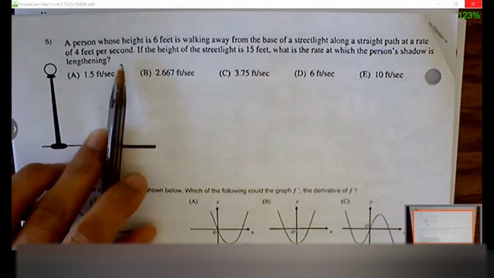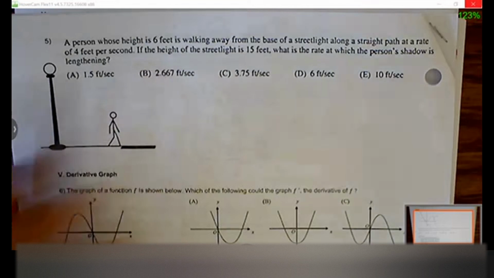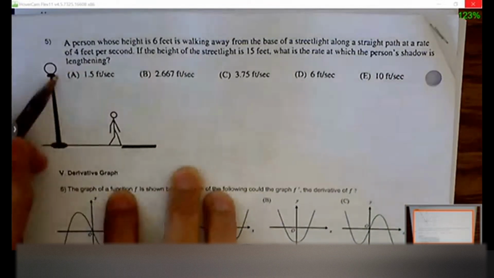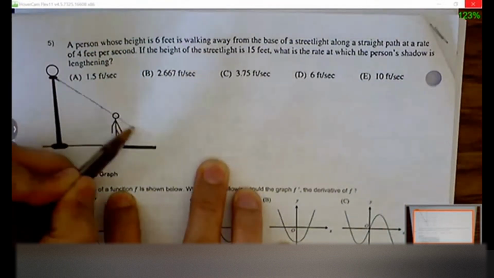So a person whose height is 6 feet is walking away from the base of the street light along a straight path at a rate of 4 feet per second. If the height of the street lamp is 15 feet, what is the rate at which the person's shadow is lengthening? So we can kind of create a triangle out of this, a triangle within a triangle.